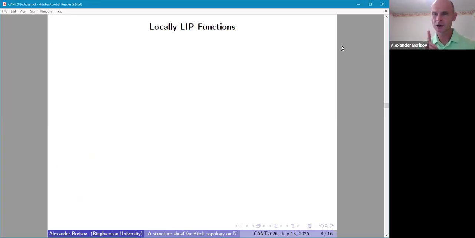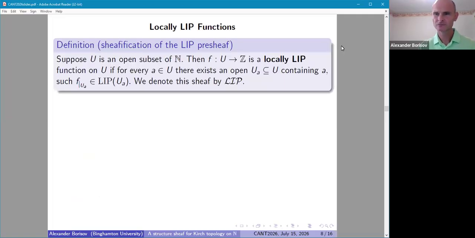All right, even though there's a word locally in lib, it's not a local object. Technically, it's a pre-sheaf rather than a sheaf. So we need to, what's called in algebraic geometry, sheafify it. If you haven't seen much of pre-sheaves and sheaves, don't worry, it's a very natural construction. Here it is.